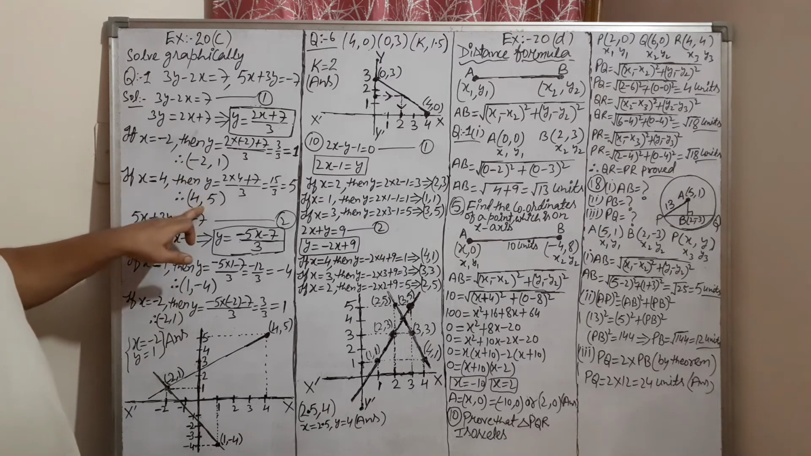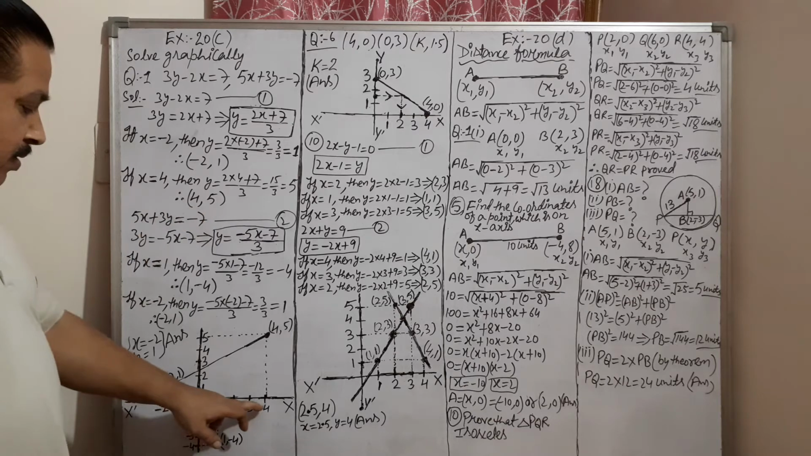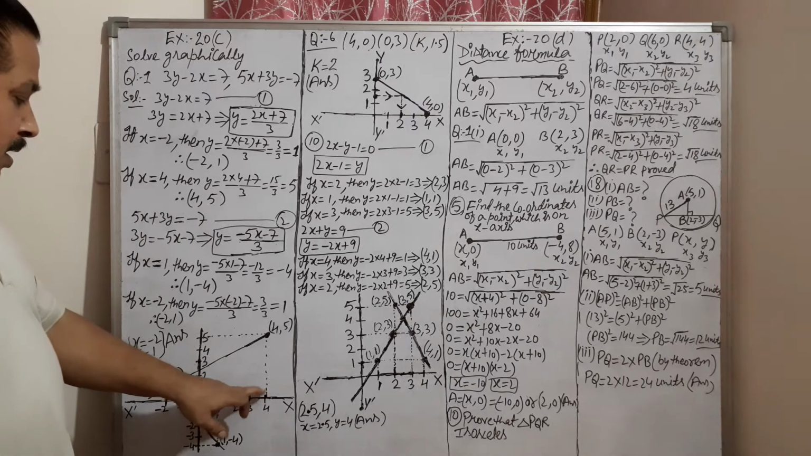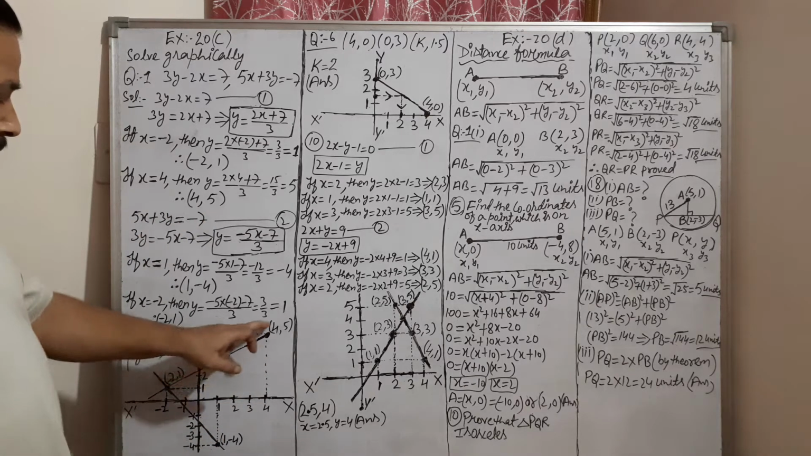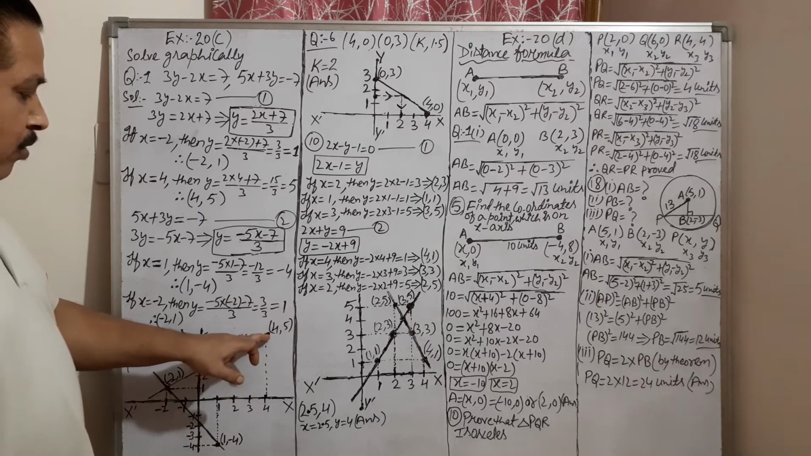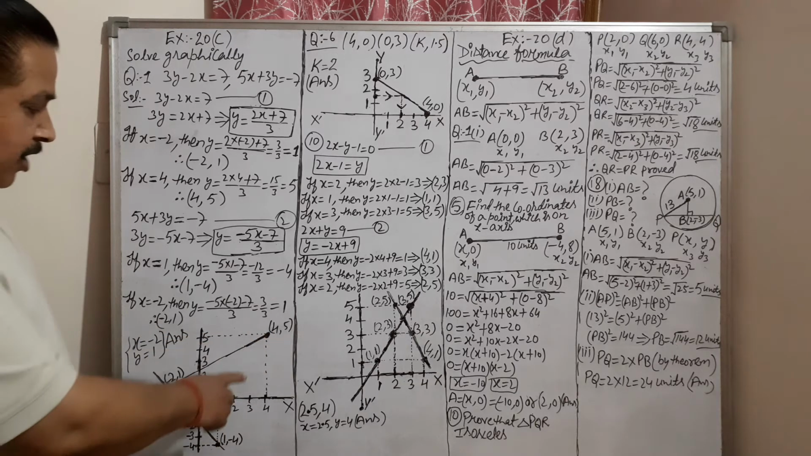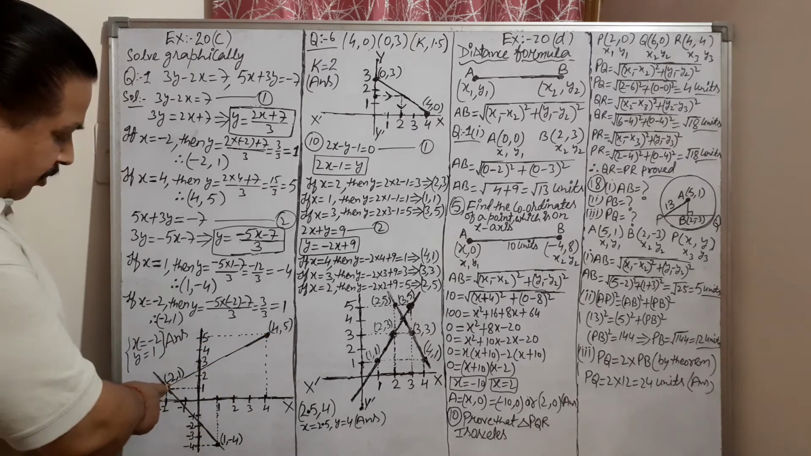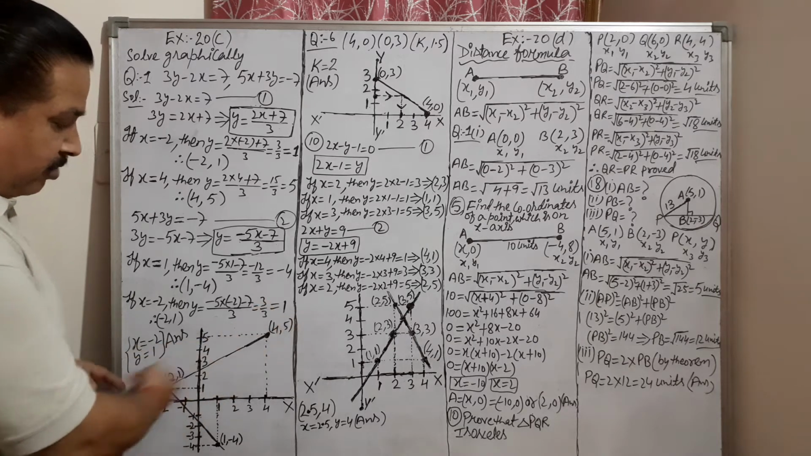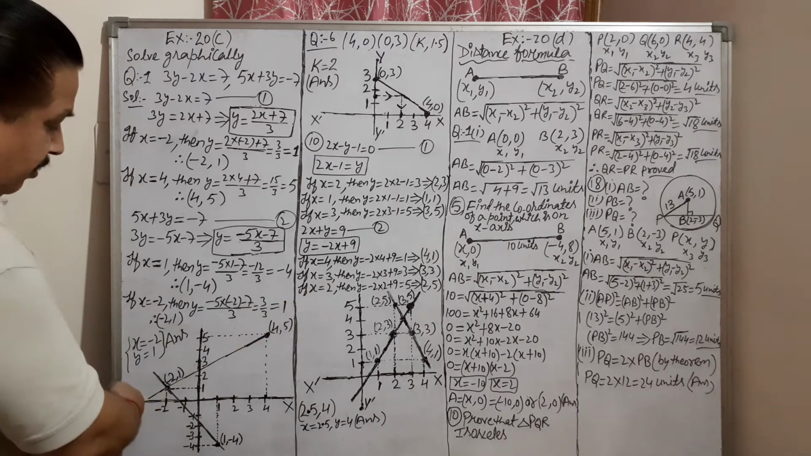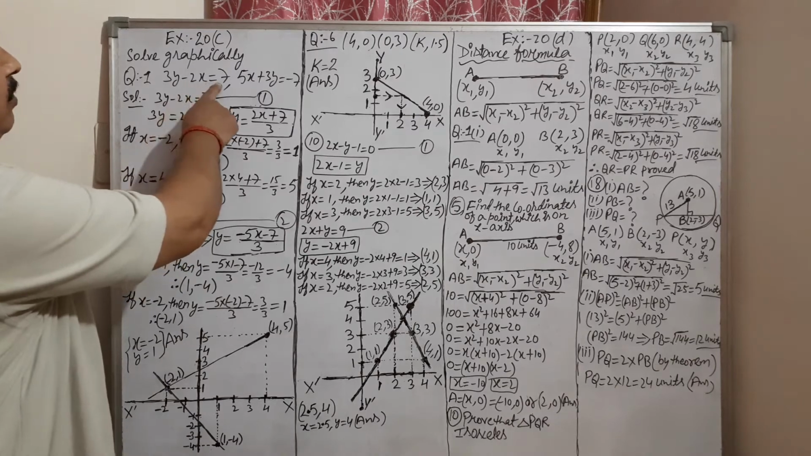Now next plotting point of equation 1. 4 comma 5. This is 4 on x-axis and 5 on y-axis. So this is 4 comma 5. Now take your scale and put your scale along these 2 points and just join them. So this line is representing equation number 1.